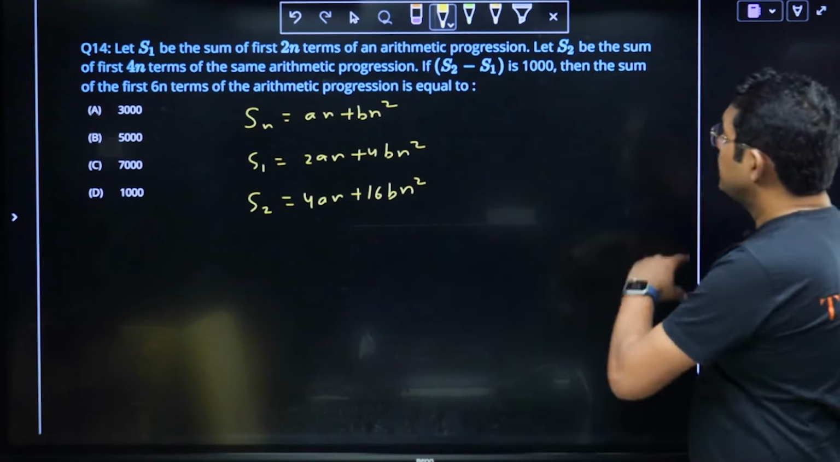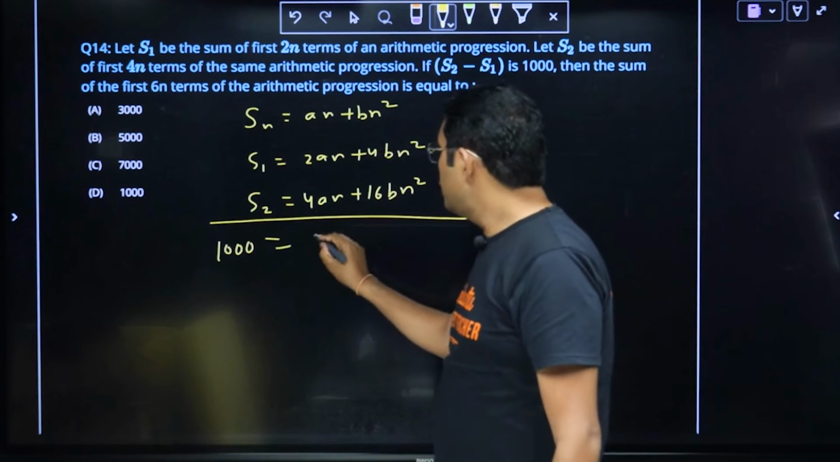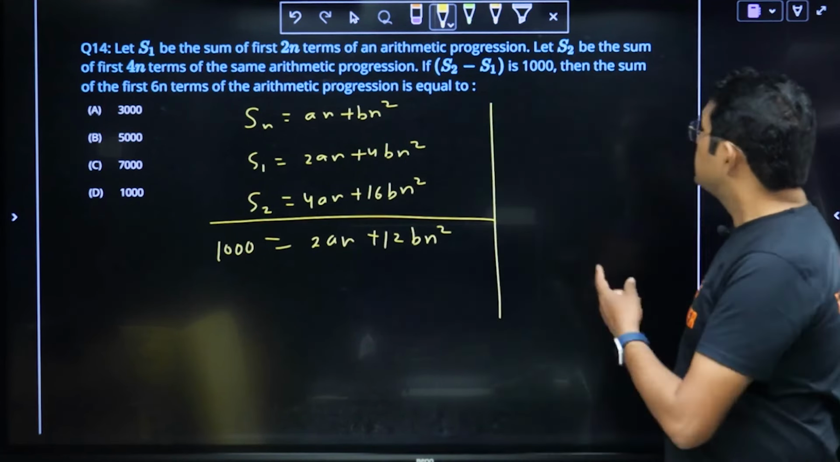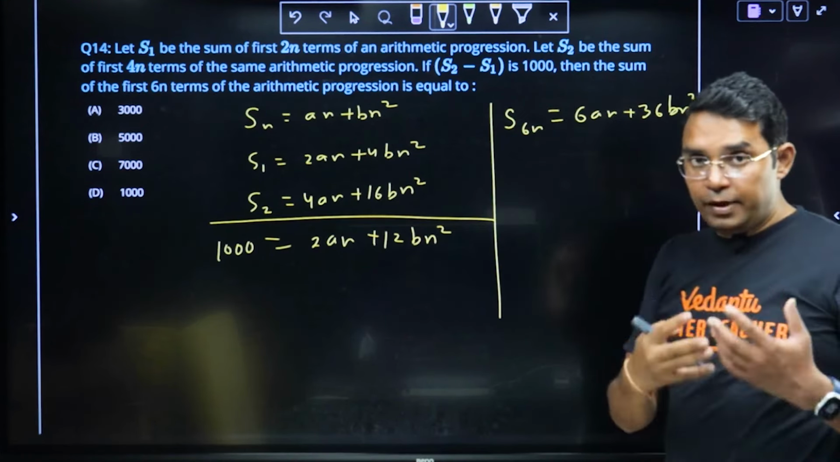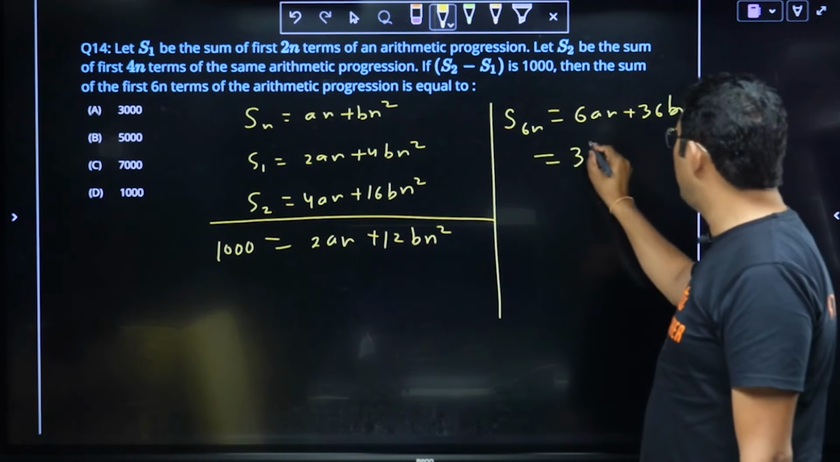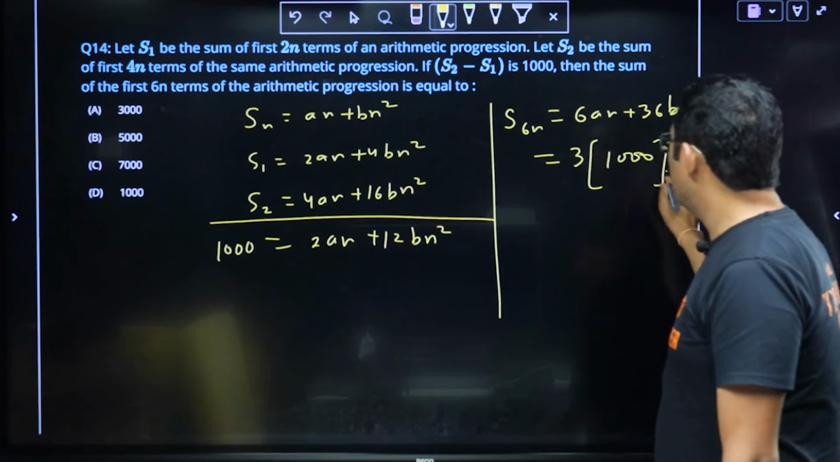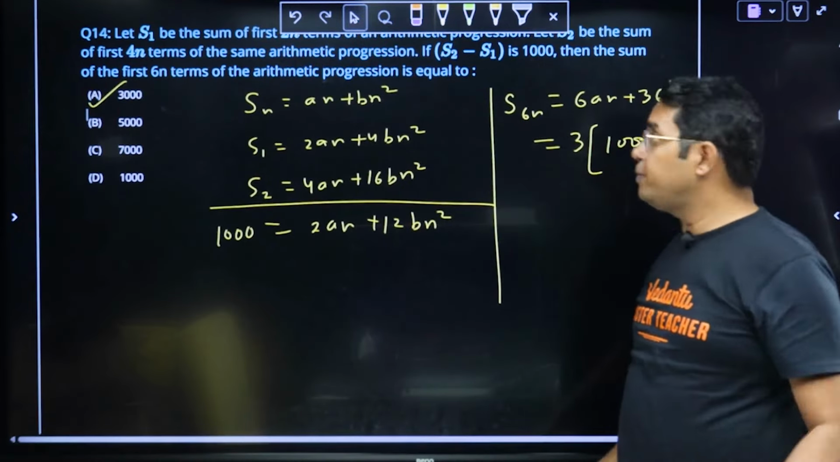Now S2 minus S1 is 1000. So if we take the difference, it is 1000 here, and that is equal to 2an plus 12bn squared. Now they are asking the sum of 6n terms. Let us write it here: it will be 6an plus 36bn squared. I have replaced n by 6n. Now you can see this thing here is just 3 times this thing. You take 3 common, it will be 2an plus 12bn squared. So 3 into 1000. So the answer should be 3000 for this question. So the answer is A. This always makes things simple. Please remember.